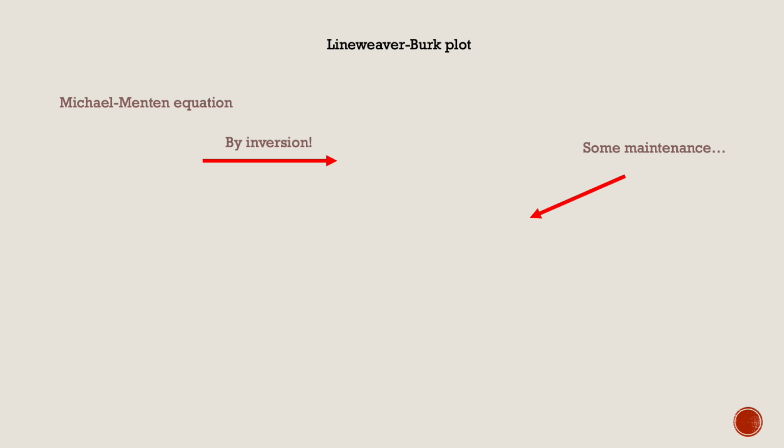A new way of creating a graph for proper estimation of Vmax and Km values was made. It is the Lineweaver-Burk plot. To begin with the creation of this graph, we will use the Michaelis-Menten equation I mentioned in the beginning, where we equate the value of V initial to the value of Vmax times S over Km plus the substrate concentration, meaning S.